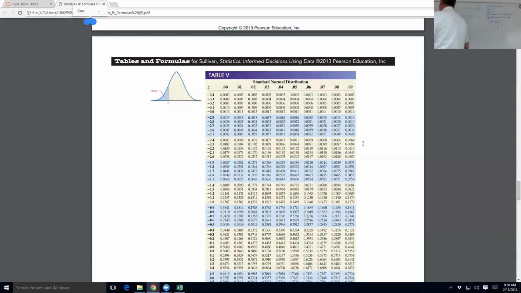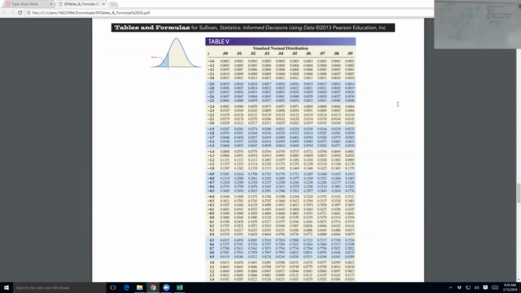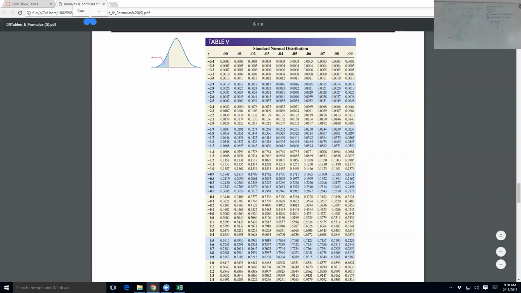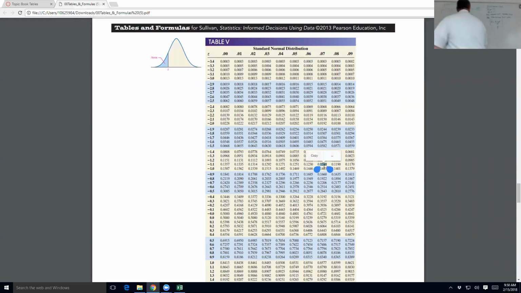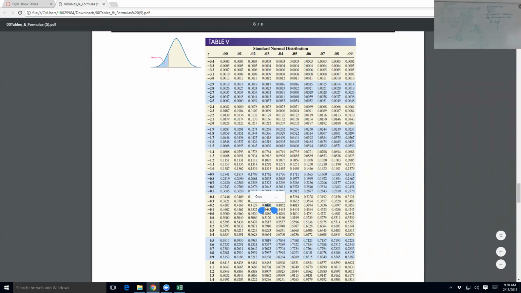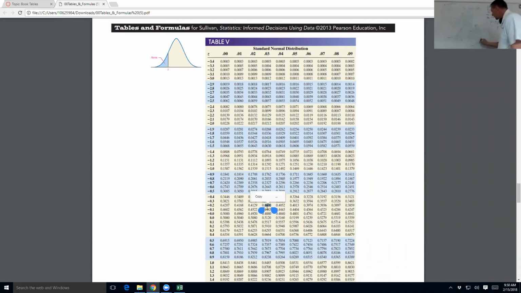At any rate, I've got two z-scores. Here's how it works. Negative 1.17 is this column here, and it gives me that value, 0.1210. So the area to the left of negative 1.17 is 0.1210. Now I'm going to do the same thing for negative 0.23, because that's my other z-score. Negative 0.23 gives me 0.4090 there. So this area here is 0.4090.